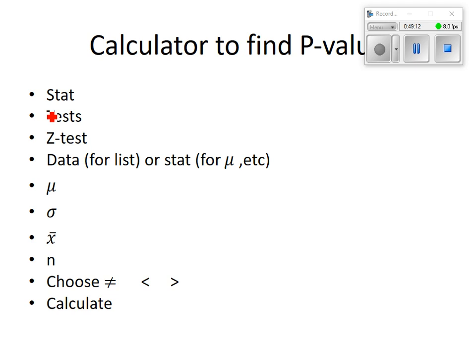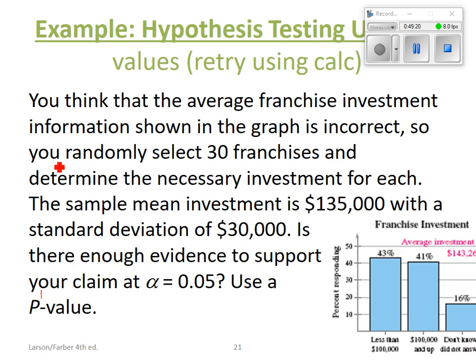Then you hit calculate. So we're going to do the last problem we did, just to see what the p-value actually should have been. We go to stat, go over to test, z-test. This time we're putting in stats. For our mu, what's our mu this time? 143,260.